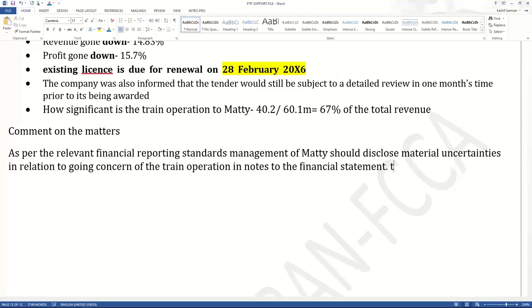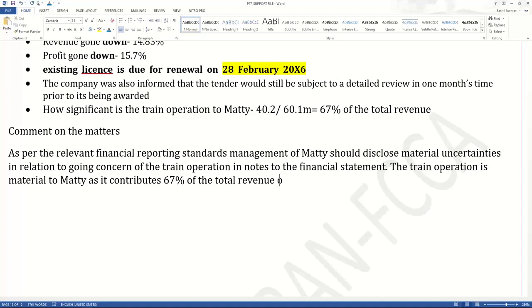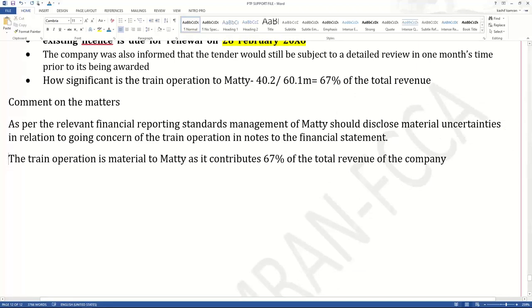Okay, then you tell the train operation is material to METI as it contributes 66% or 67% of the total revenue of the company. So have we mentioned the materiality, that the train operation is material to METI as it contributes 67% of the total revenue of the company? Full stop. Have we commented on the materiality of the train operation to the company? And have we written the accounting treatment that as per IAS 1 or the relevant standard, they should give disclosures of the material uncertainties? Full stop.